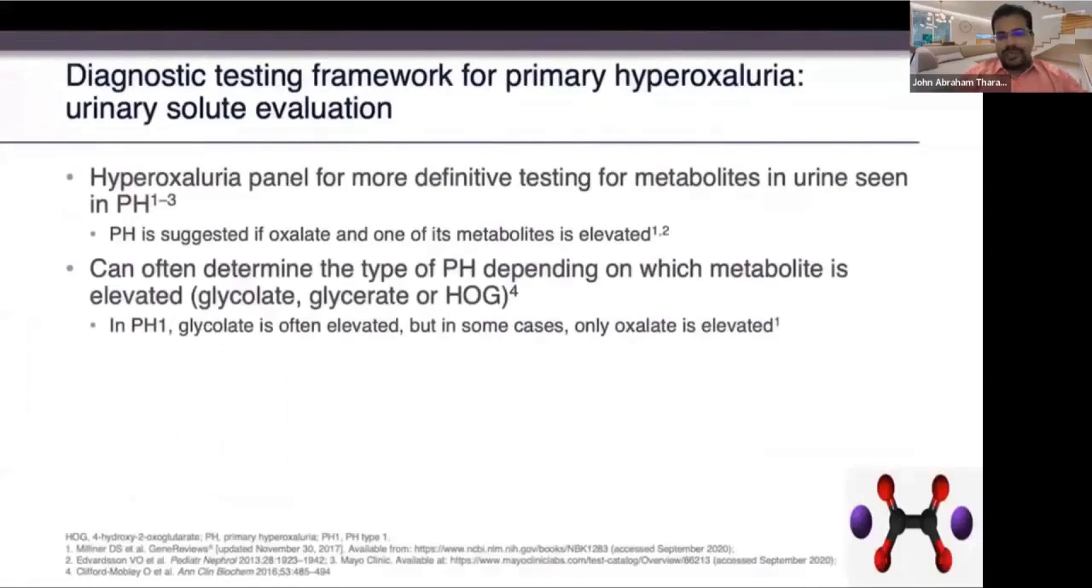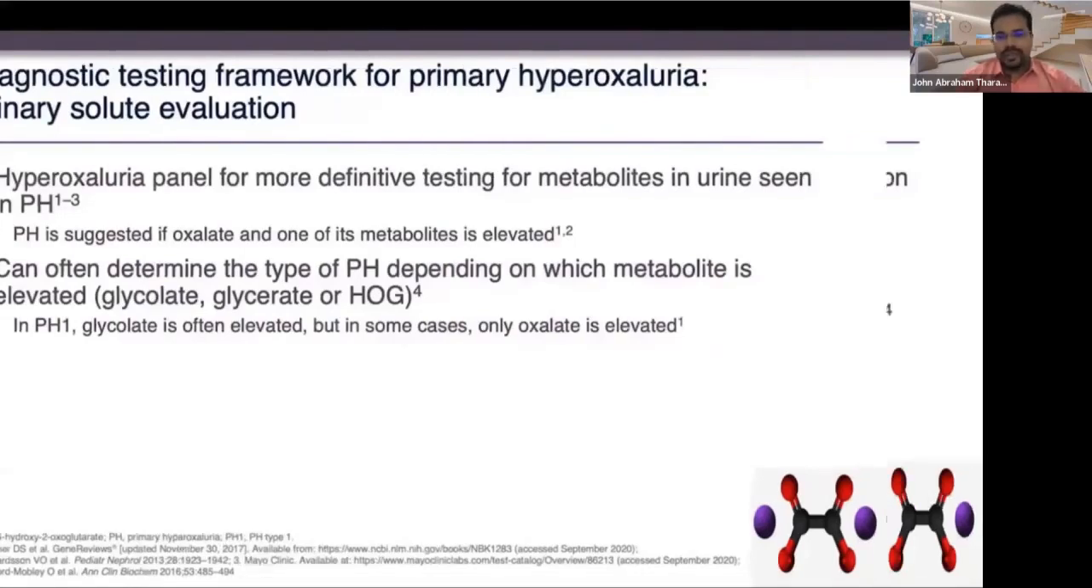For the diagnostic testing framework for primary hyperoxaluria, you have a hyperoxaluria panel for more definitive testing for metabolites in urine seen in PH. PH is suggested if oxalate or one of its metabolites is elevated, and you can often determine the type of PH depending on which metabolite is elevated: glycolate, glycerate, or HOG. In PH1, the glycolate is often elevated.